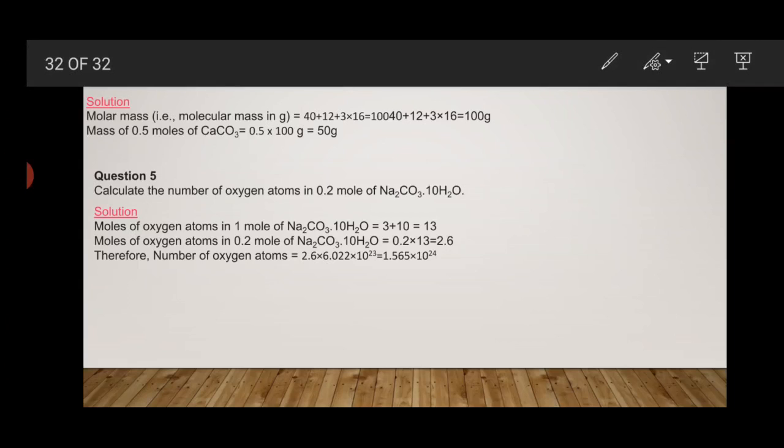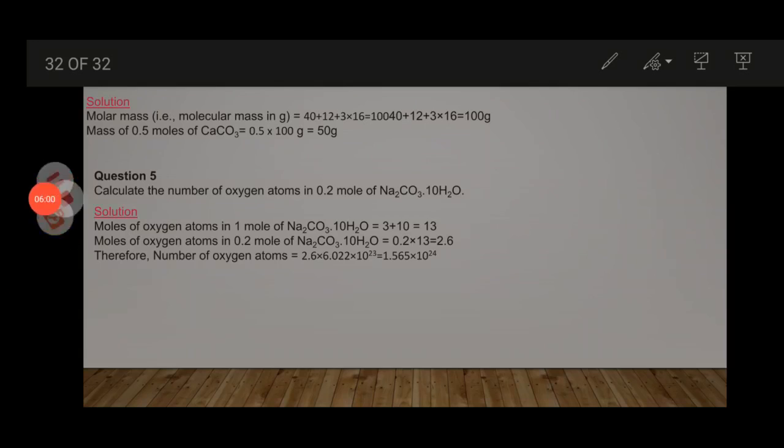So likewise, we are able to calculate our answer. Likewise, many more numericals are there which are given in your book. Try to solve them, and we will do more numericals related to the mole concept, and by this your chapter is over.